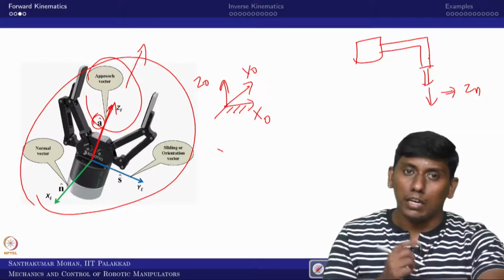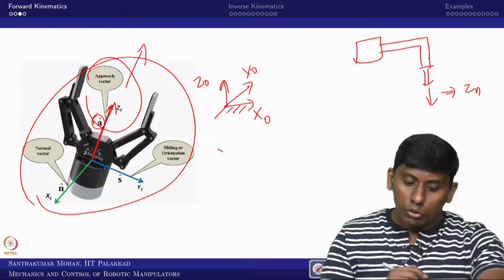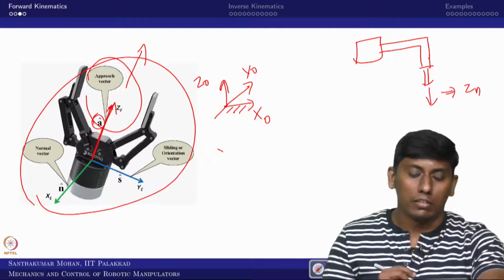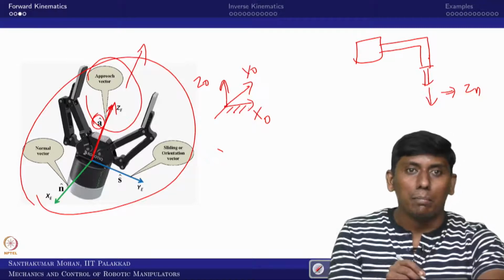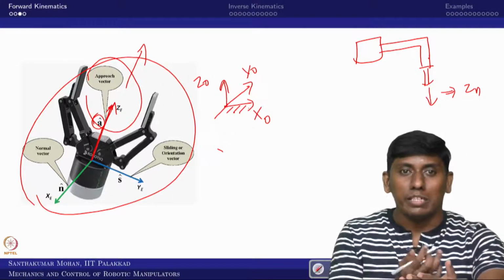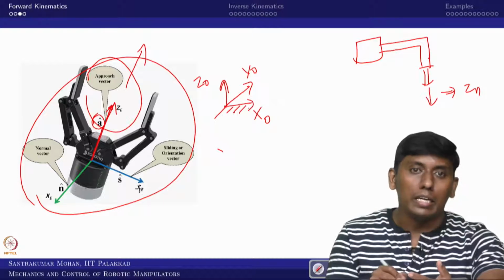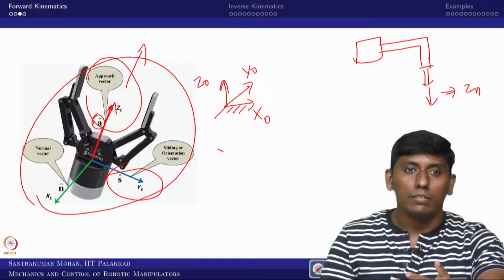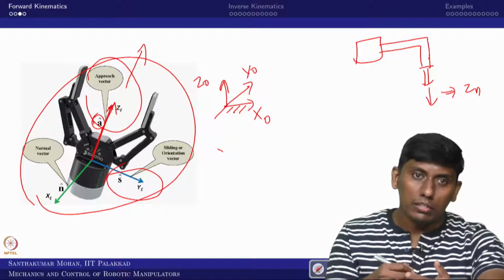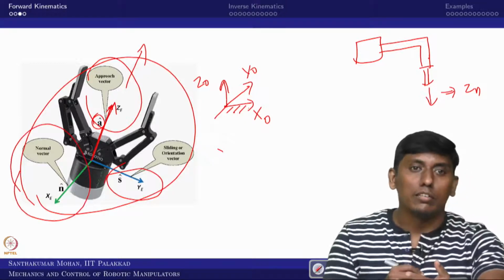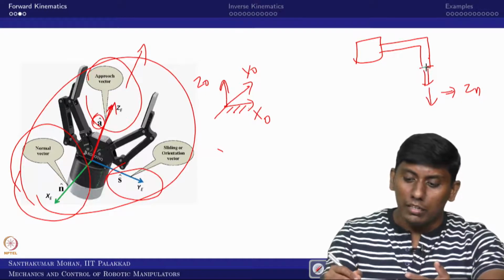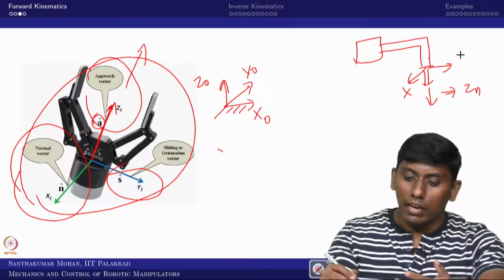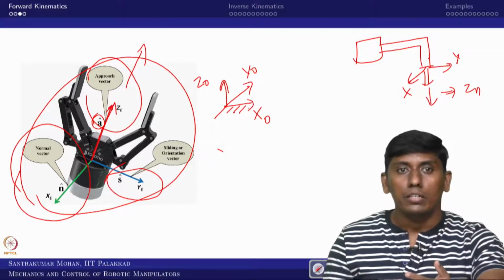Now what else? There are two other axes you need to define. Normal to this means there are two directions. One is the direction in which the gripper or the tool is sliding. That direction you can take as the sliding or orientation vector, which is the y axis, and the normal to this, simply called the normal vector, is the x axis. So this is normal and this is the sliding direction; this is x and this is y.